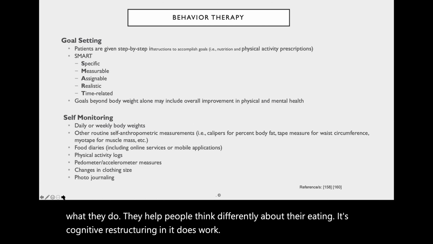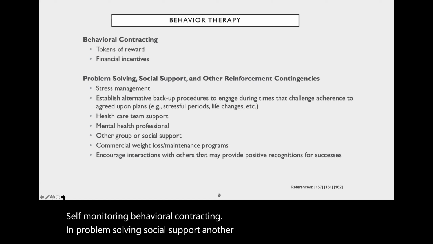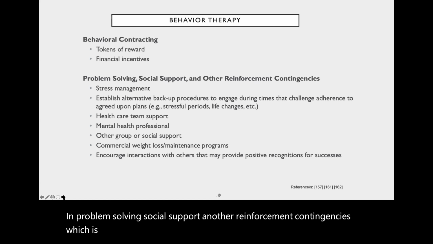Goal setting, self-monitoring, behavioral contracting, and problem-solving, social support, and other reinforcement contingencies, which is much like the fifth A of the 5 A's.